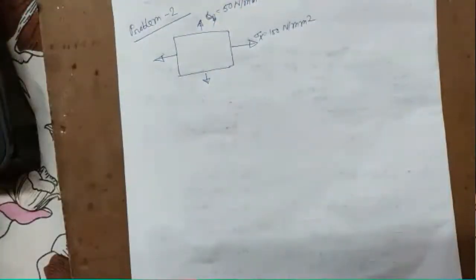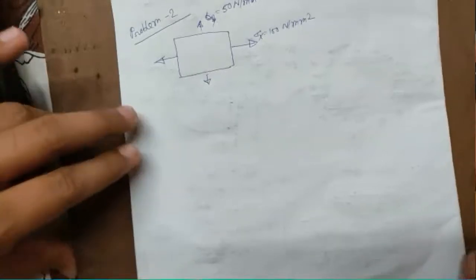Determine the normal, tangential and resultant stresses on a plane inclined at 30 degree to the axis of minor principal stress. The question is, find out the normal, tangential and resultant stresses on a plane inclined at 30 degree to the axis of minor principal stress. Okay, I'll write this line so that you can understand.